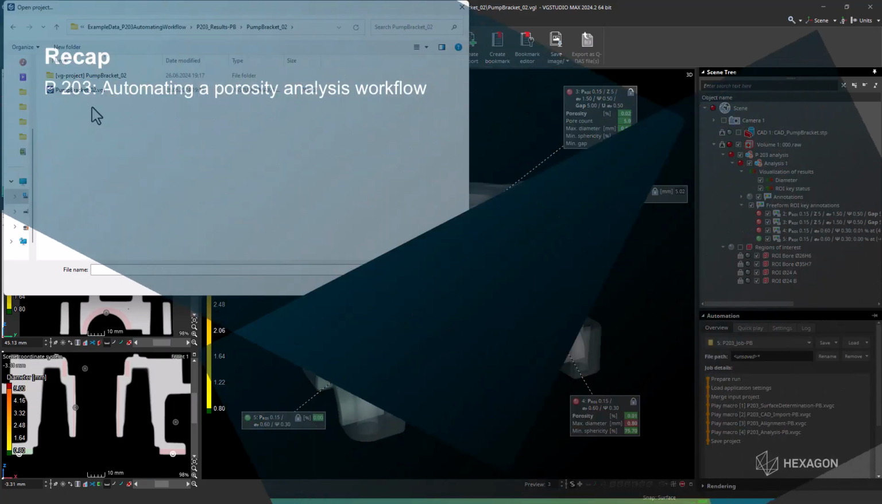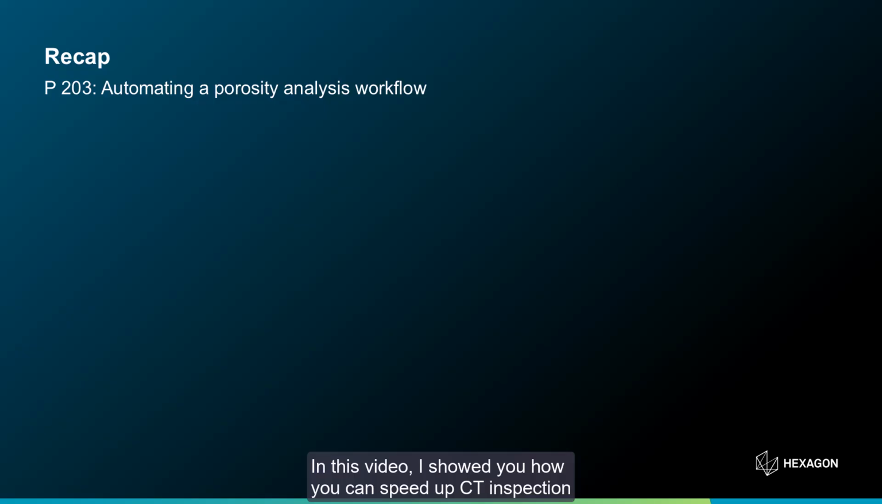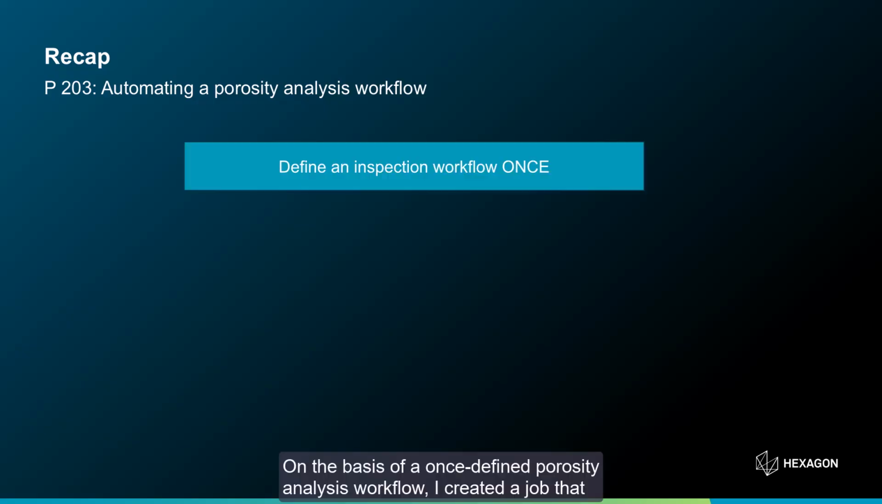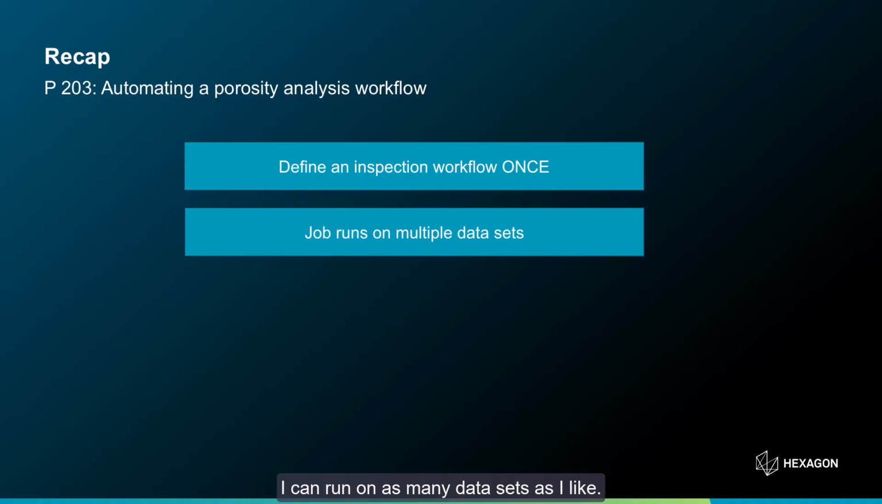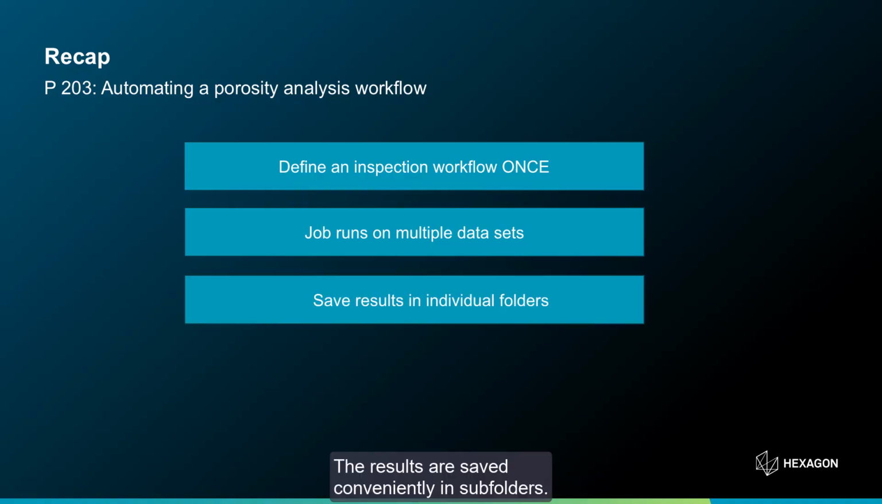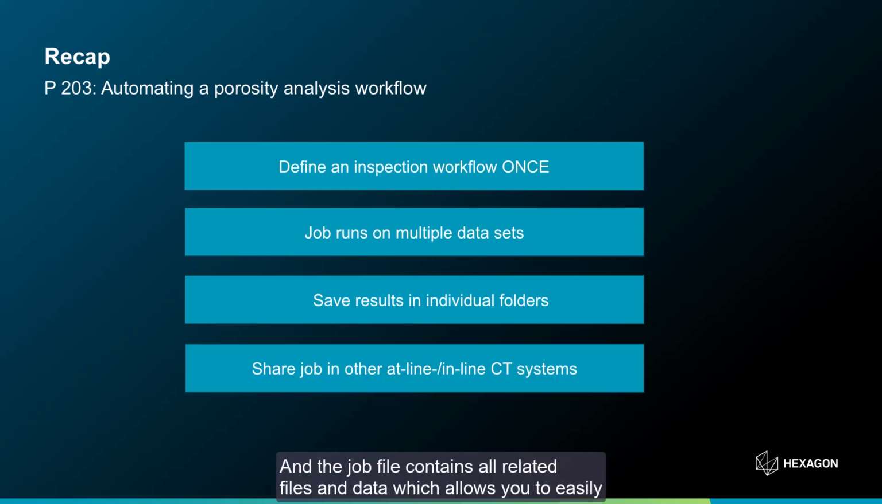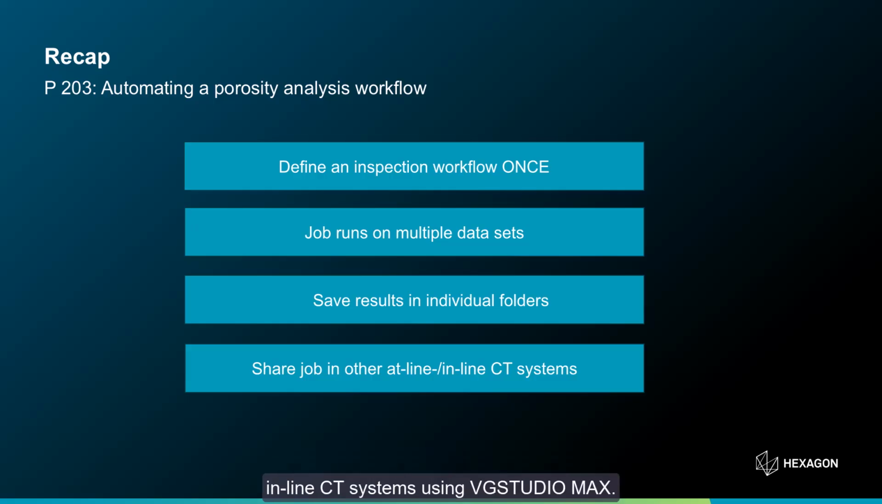And that's it. In this video, I showed you how you can speed up CT inspection processes in foundries by automating your porosity analysis workflow. On the basis of a once-defined porosity analysis workflow, I created a job that I can run on as many data sets as I like. The results are saved conveniently in subfolders. And the job file contains all related files and data, which allows you to easily share it with colleagues and customers, for its use with other at-line or in-line CT systems using VG Studio Max.